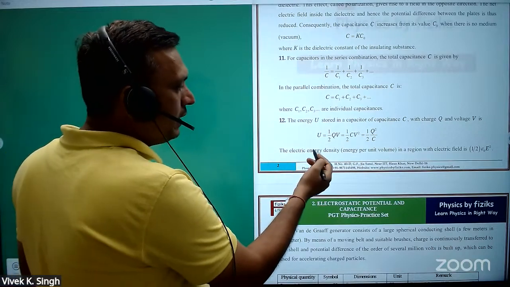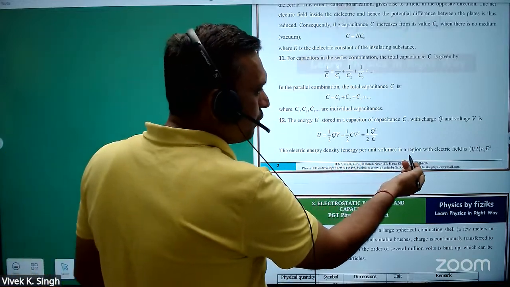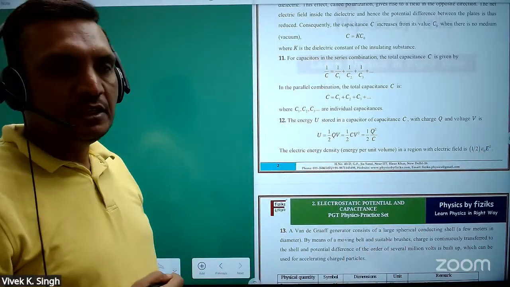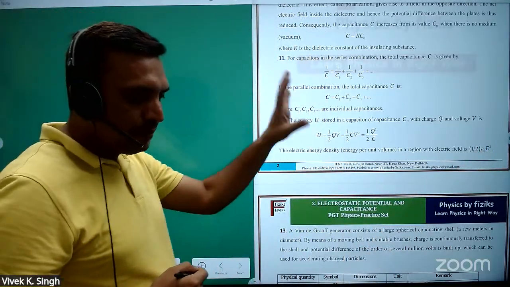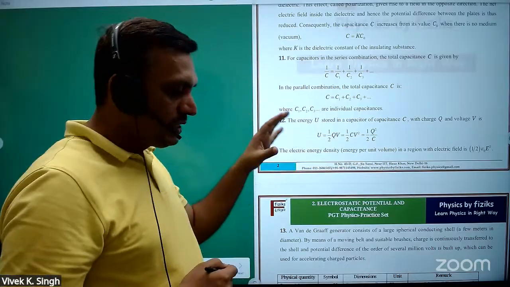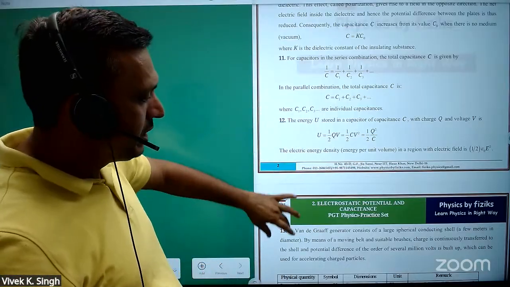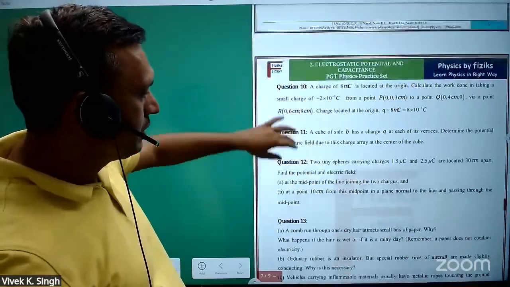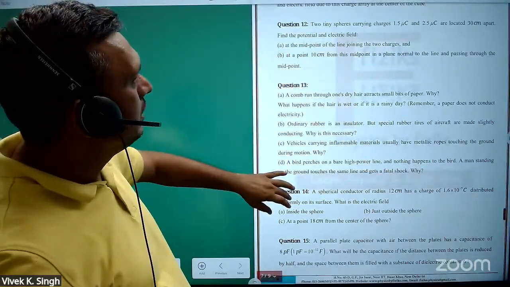And if you have to write the energy density, energy per unit volume stored in the field, that is half epsilon naught E square. So that is the summary for this chapter. Now we will see questions based on this. We have already discussed some questions.